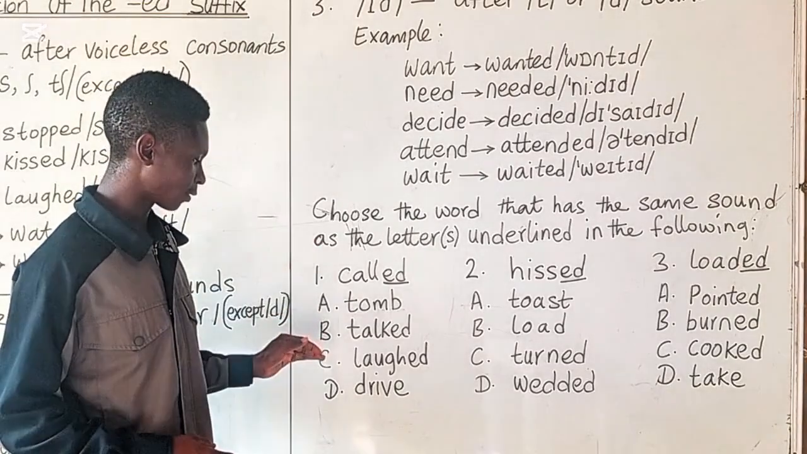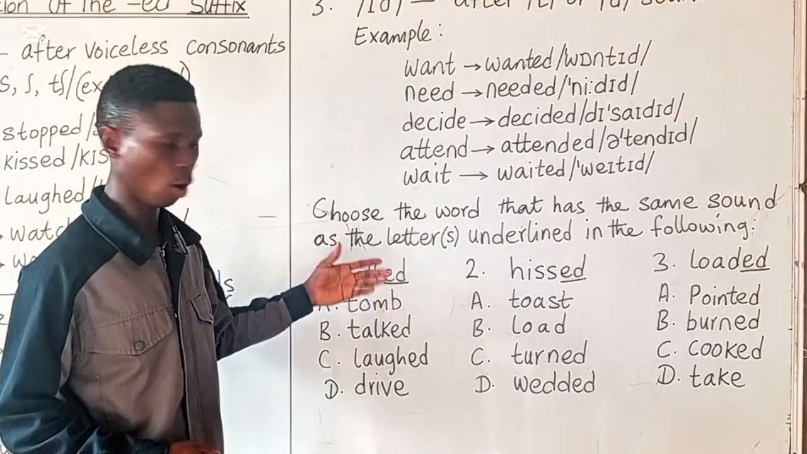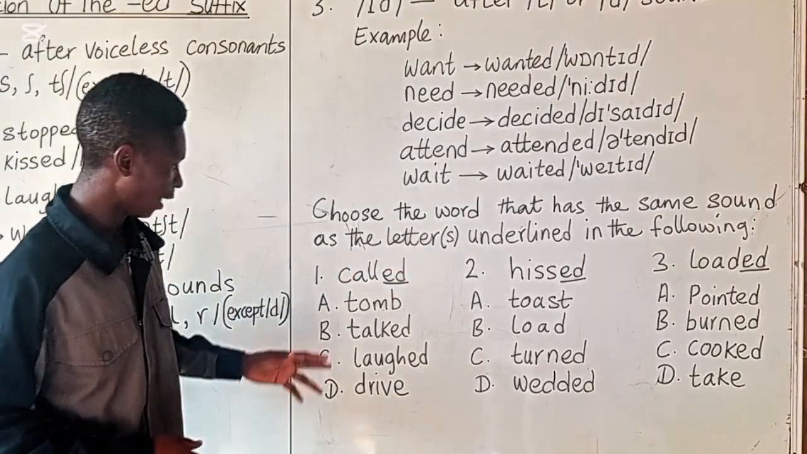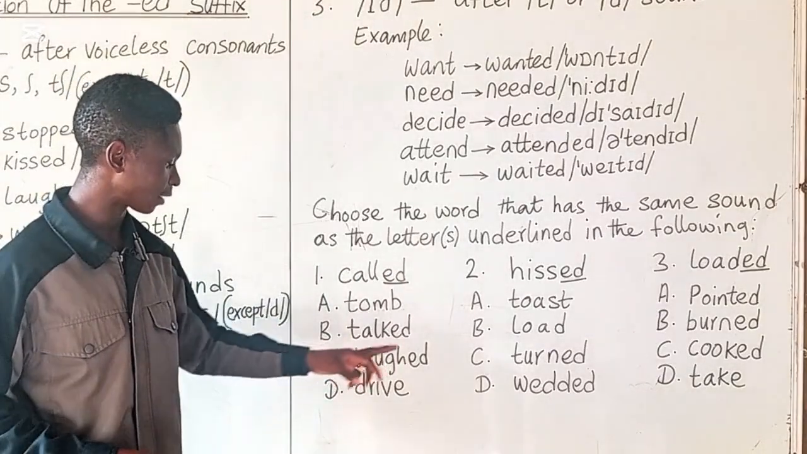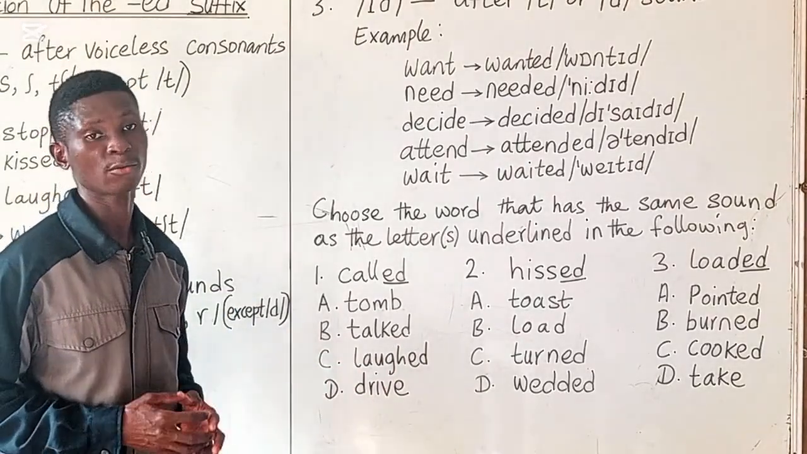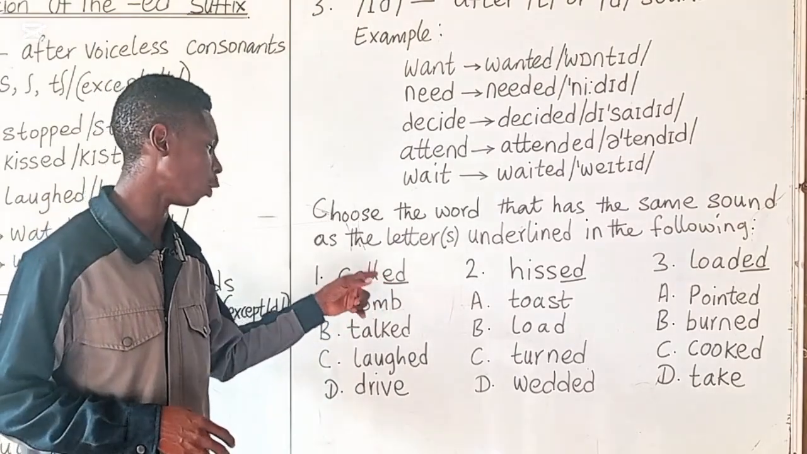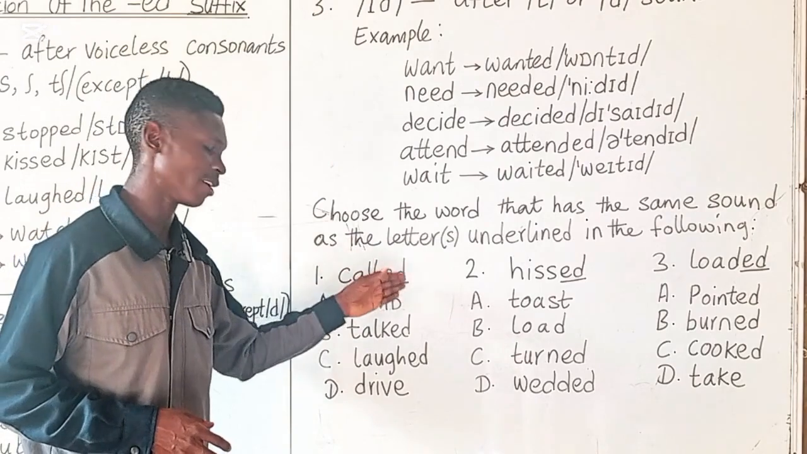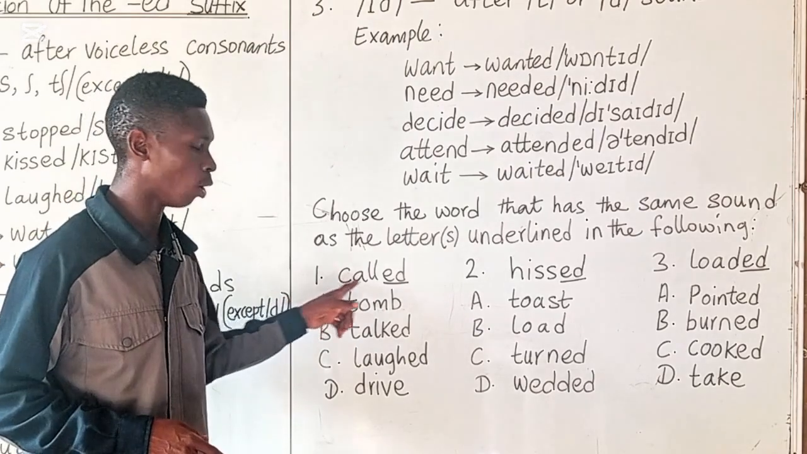Which of the words has the same sound as the sound we have underneath the ed suffix? We have tum, we have talked, we have laughed, we have drive. The first thing to consider when you have a question like this is the sound you have underlined. So ed is underlined here. So what sound do we have here? This is pronounced as called.